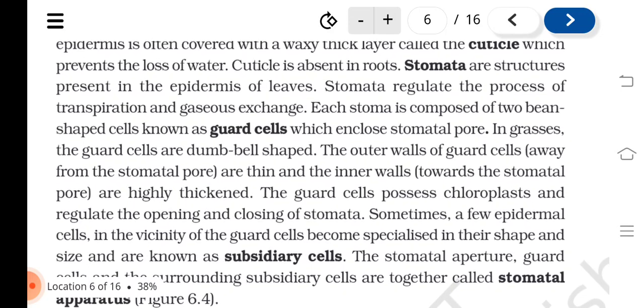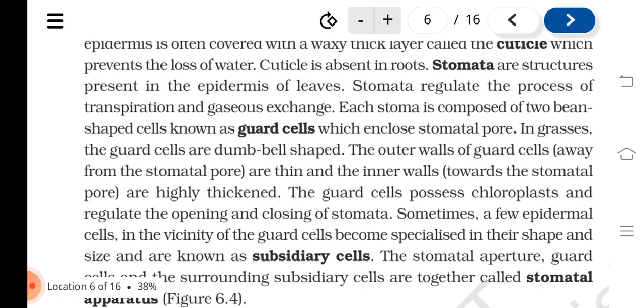Each stoma is composed of two bean-shaped cells known as guard cells, which enclose some stomatal pore. In grasses, the guard cells are dumbbell-shaped. The outer walls of guard cells away from the stomatal pore are thin and the inner walls towards the stomatal pore are highly thickened. The guard cells possess chloroplast and regulate the opening and closing of stomata.